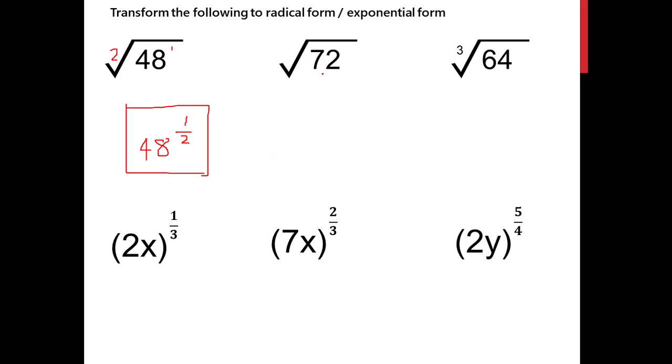Again, here, the square root of 72. Copy the radicand. Your radicand becomes a base. Square root has an index of 2. 72 here has an exponent of 1, so the exponent here is 1 over 2. Now here we have the cube root of 64. Copy the radicand. Your radicand becomes the base. Since the exponent of your radicand is 1, you have 1 over the index.